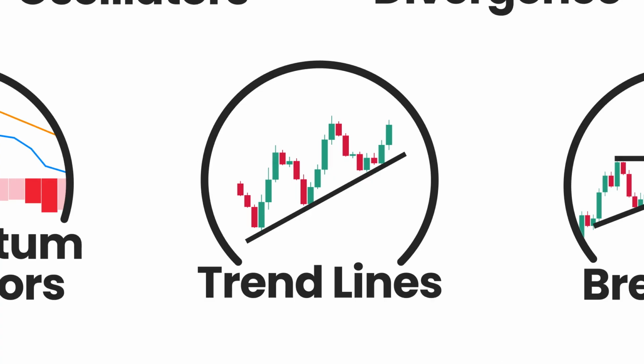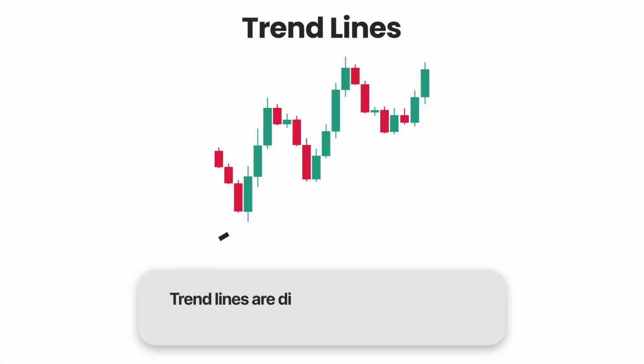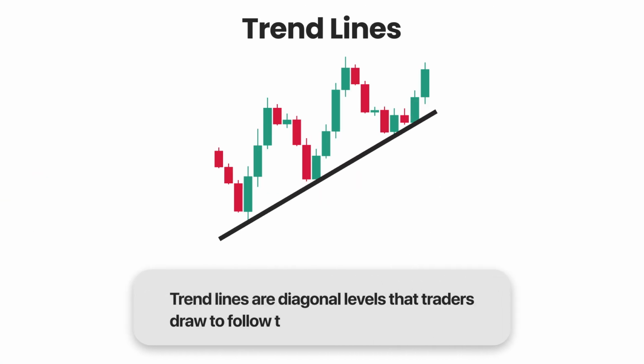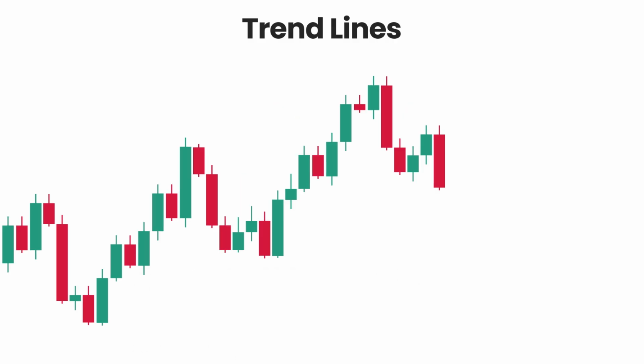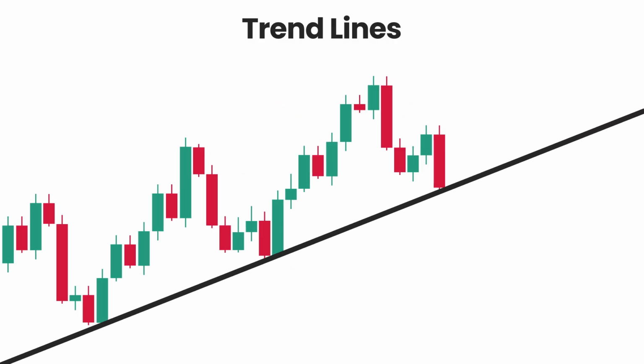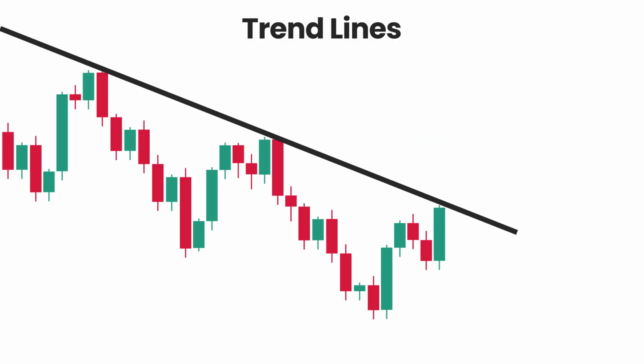Trend lines. Trend lines are diagonal levels that traders draw to follow the direction of the market. In an uptrend, a trend line is usually drawn below price by connecting higher lows. In a downtrend, it is drawn above price by connecting lower highs.